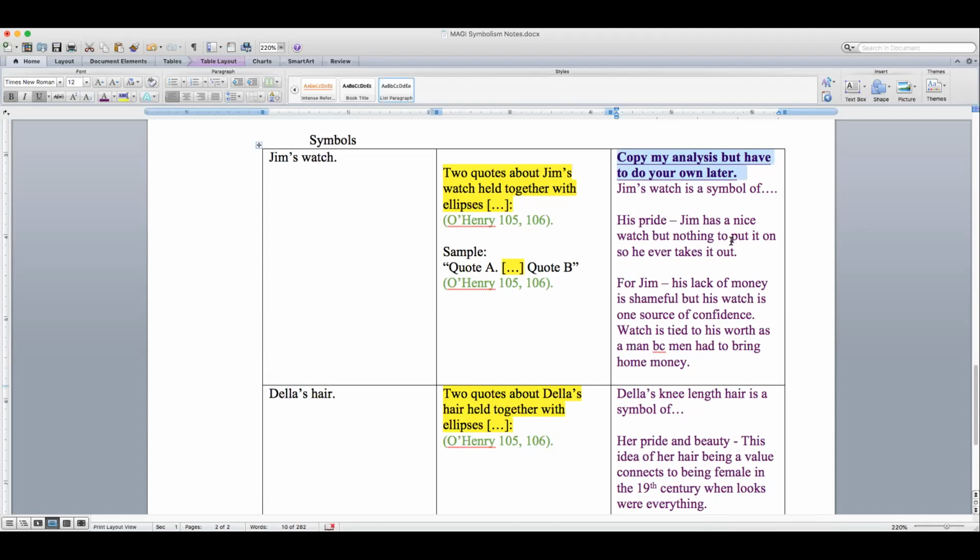Or you could just start analyzing right now and think about, well, gosh, what does Jim's watch symbolize? What does Della's hair symbolize? Ultimately, you're going to be taking this idea of symbolism and putting it into a rainbow paragraph. You can either write about Jim's watch or Della's hair, whichever one you feel like you can analyze more and pick out the details of more.